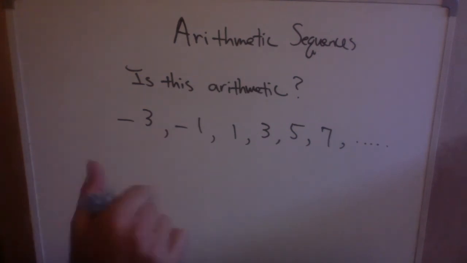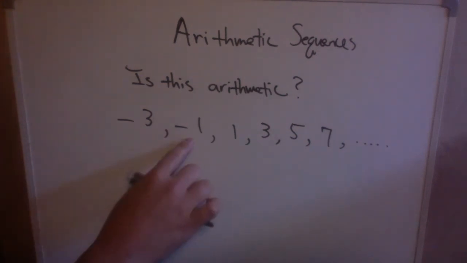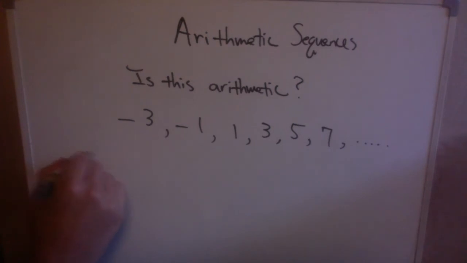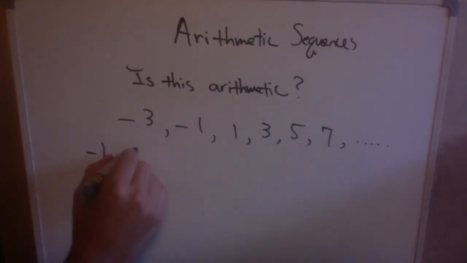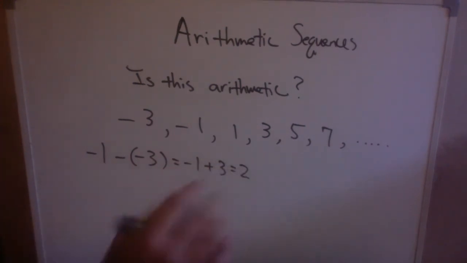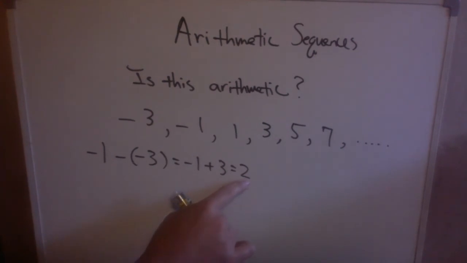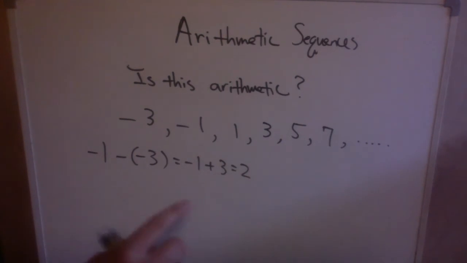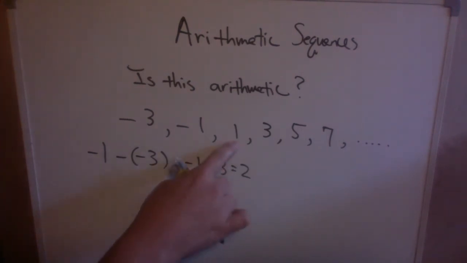So let's take -1, for example, and I'm going to take the difference between -1 and its preceding term, which is -3. So I'm going to say -1 minus -3. That's just -1 plus 3, so that's 2. And this difference has to be the same for any two neighboring terms in the sequence for it to be an arithmetic sequence.